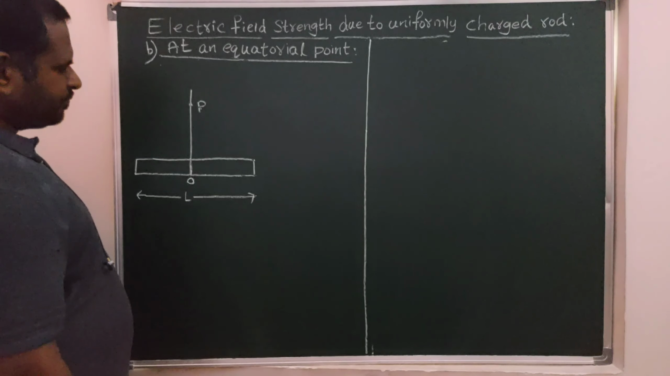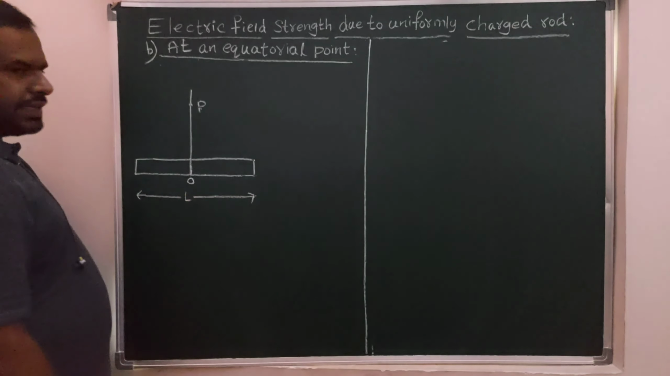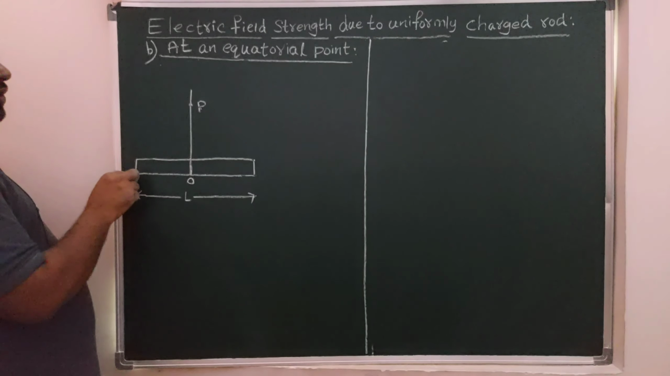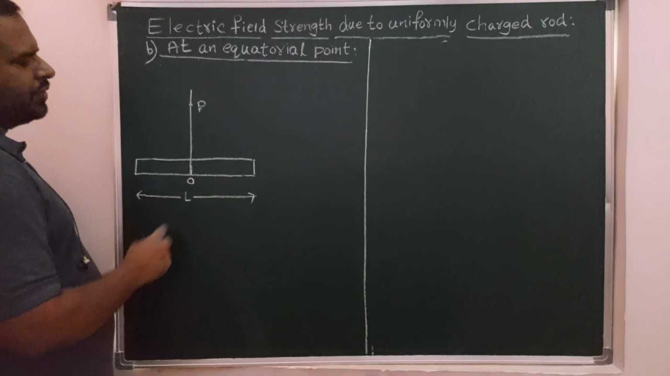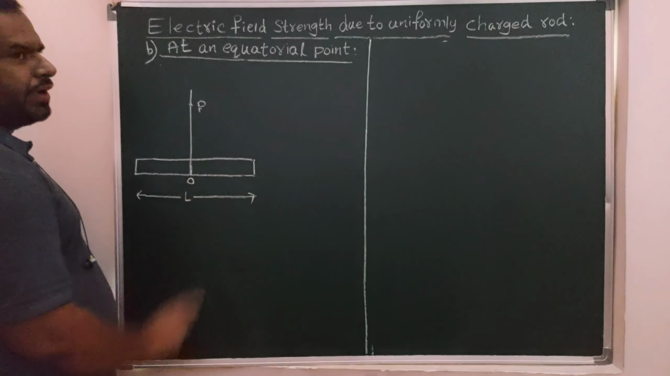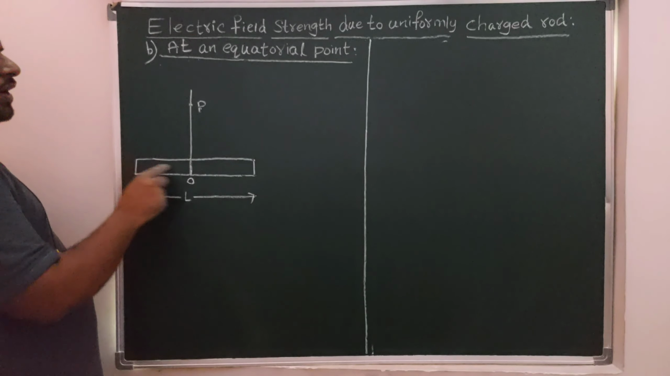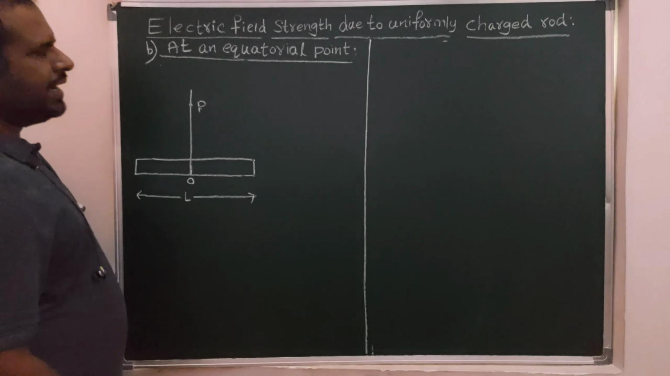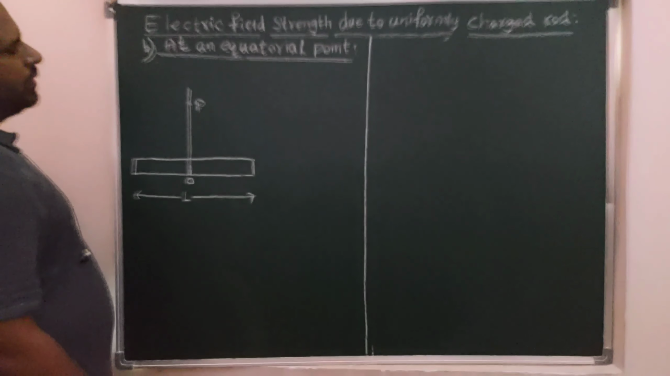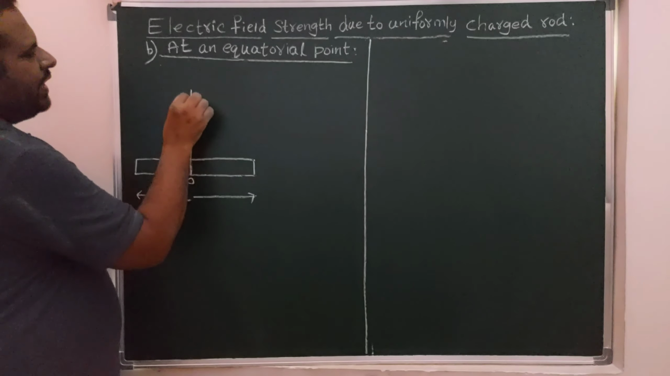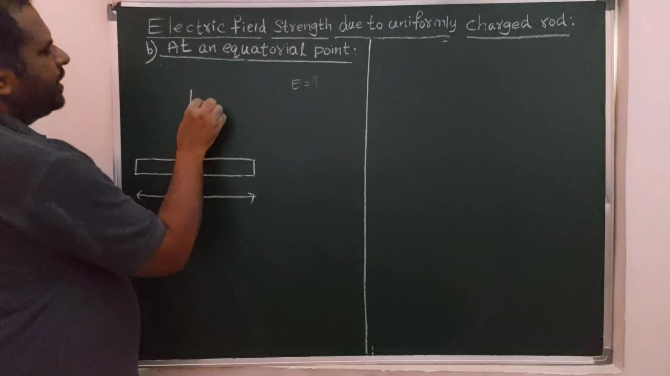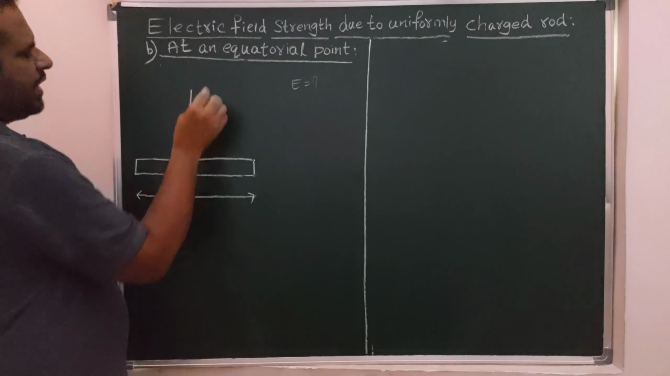Next, the length of the charged rod is L, and O is the center. From here to here is L by 2, and from here to here also L by 2. So we can say from minus L by 2 to plus L by 2, the total length is L. We have to calculate the electric field intensity at P due to this charged rod.